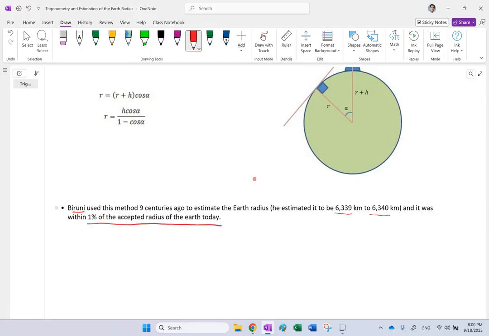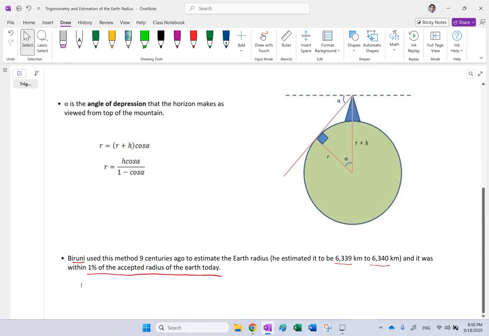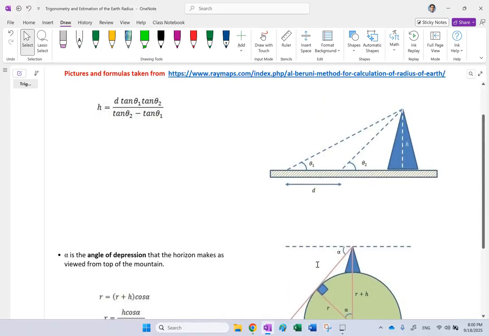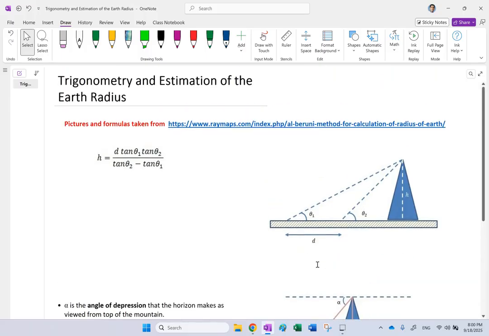So imagine, 900 years ago, within 1% of error, you estimate the radius of the Earth without any satellite, any device, anything. And all he did was trigonometry. So let me show you how you can do it and see the genius of this person. So what did he do?